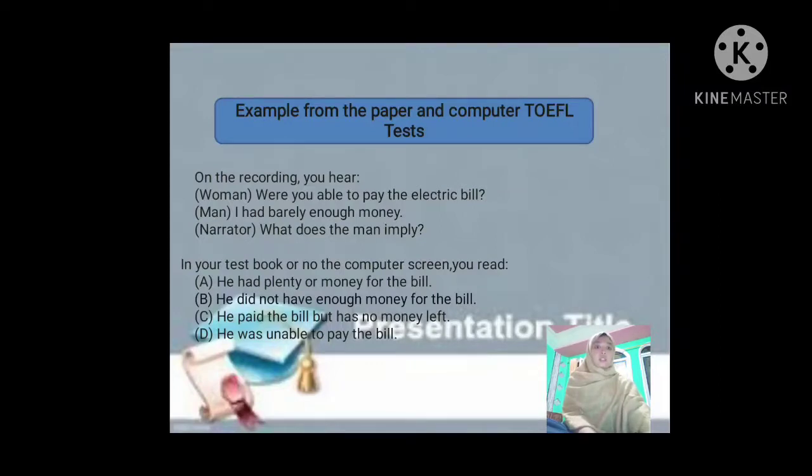In your textbook or on the computer screen, you read: A. He had plenty of money for the bill. B. He did not have enough money for the bill. C. He paid the bill but has no money left. D. He was unable to pay the bill.